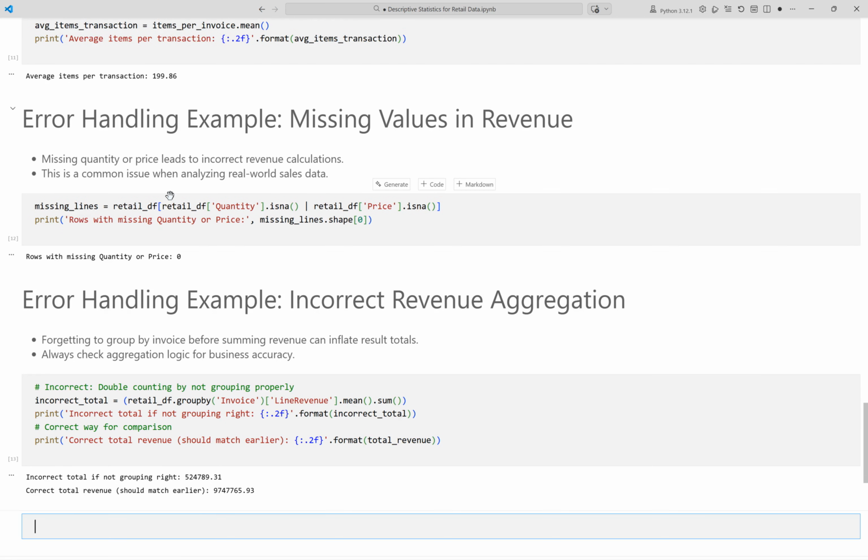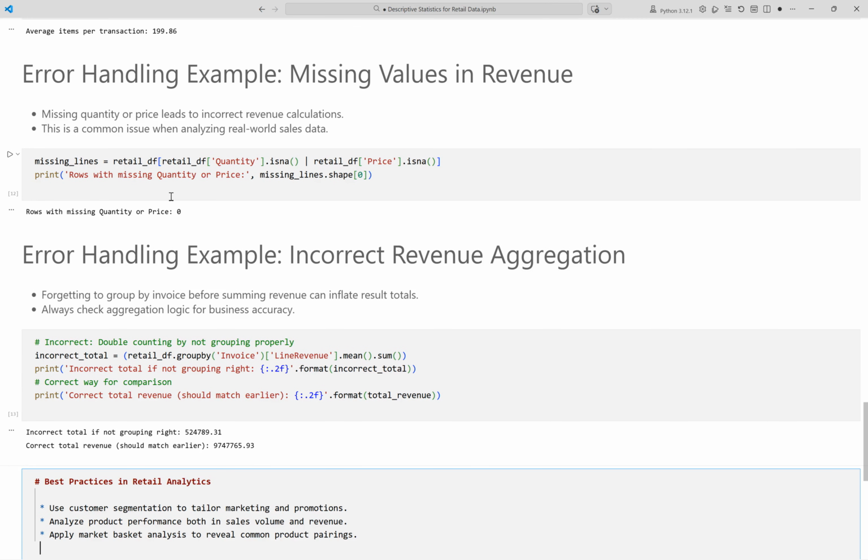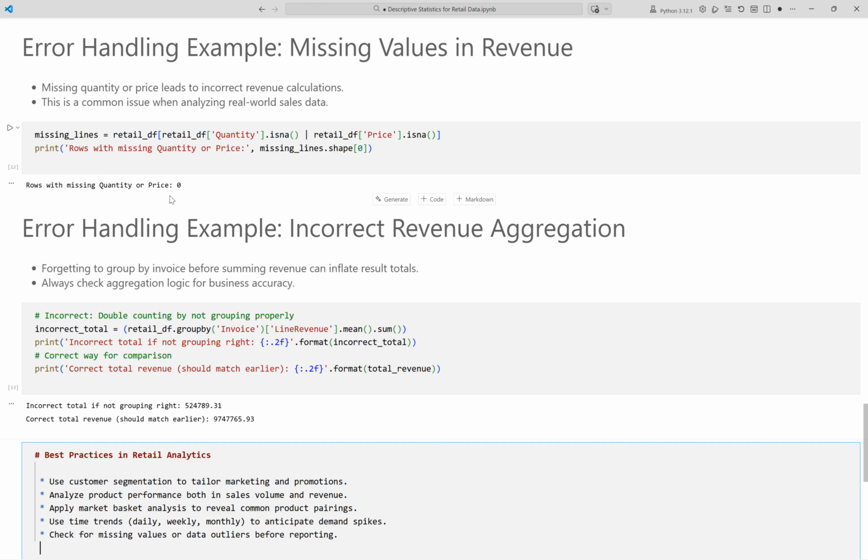Best practices in retail analytics. Use customer segmentation to tailor marketing and promotions. Analyze product performance both in sales volume and revenue. Apply market basket analysis to reveal common product pairings. Use time trends, daily, weekly, monthly, to anticipate demand spikes. Check for missing values or data outliers before reporting. Running the cell now.